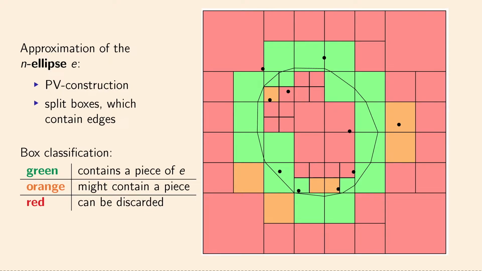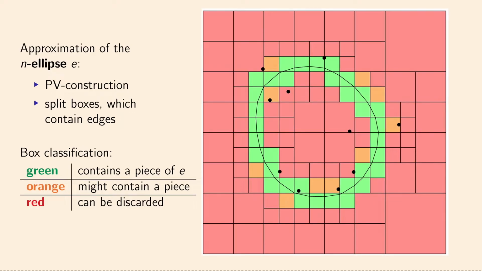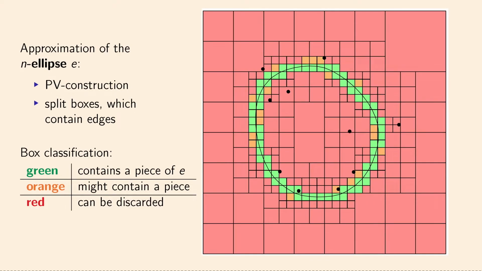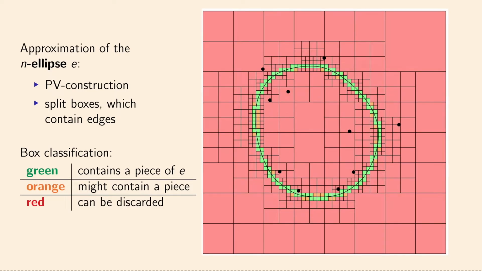The green and orange boxes satisfy that the gradient of the Fermat distance function does not change a lot within this box. Additionally, green boxes also have at least one corner on each side of the ellipse. In order to derive an approximation with small Hausdorff distance to the real n-ellipse, we further refine all boxes which contain pieces of the ellipse.